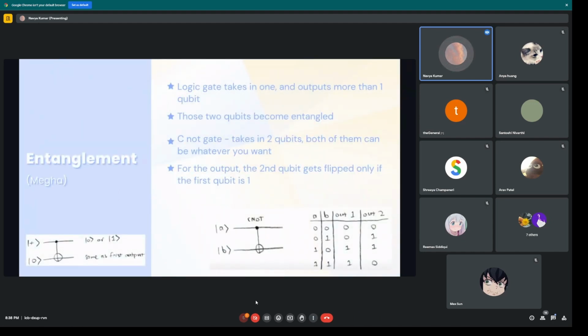And now we're going to talk about entanglement. It is when a logical gate takes in one qubit and then outputs more than one qubit. Then those qubits become entangled. This is a more technical definition.